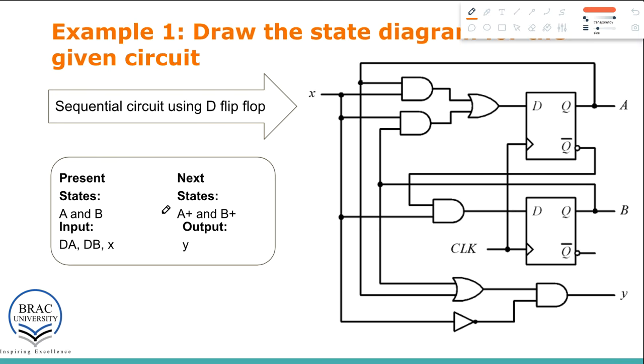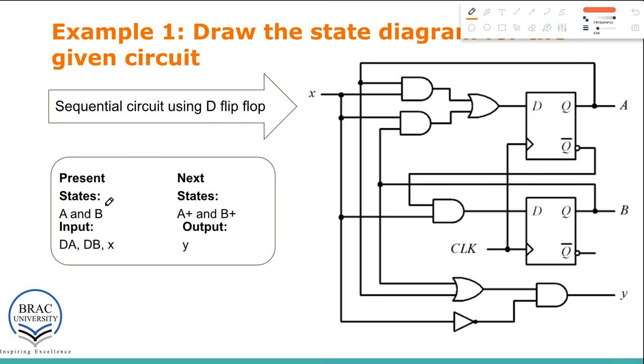Okay, so we can see that there are two present states, A and B. How do we make sure that we have two present states in this diagram? We have to look at the diagram and find out how many flip-flops there are. We have two separate flip-flops, both of them D flip-flops basically. The number of present states will be the same as the number of flip-flops. So there are two flip-flops, so there will be two present states.